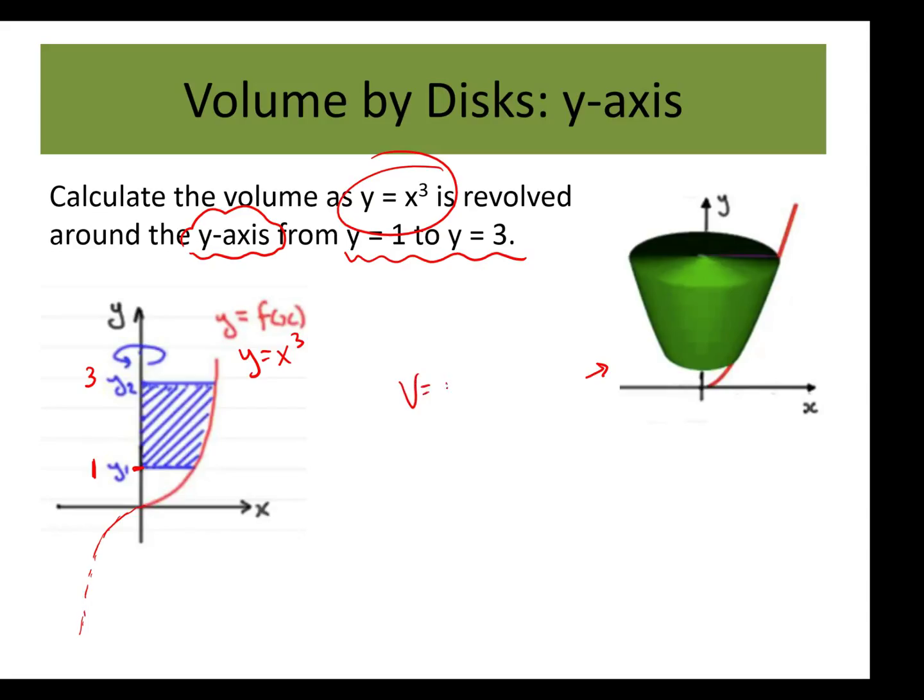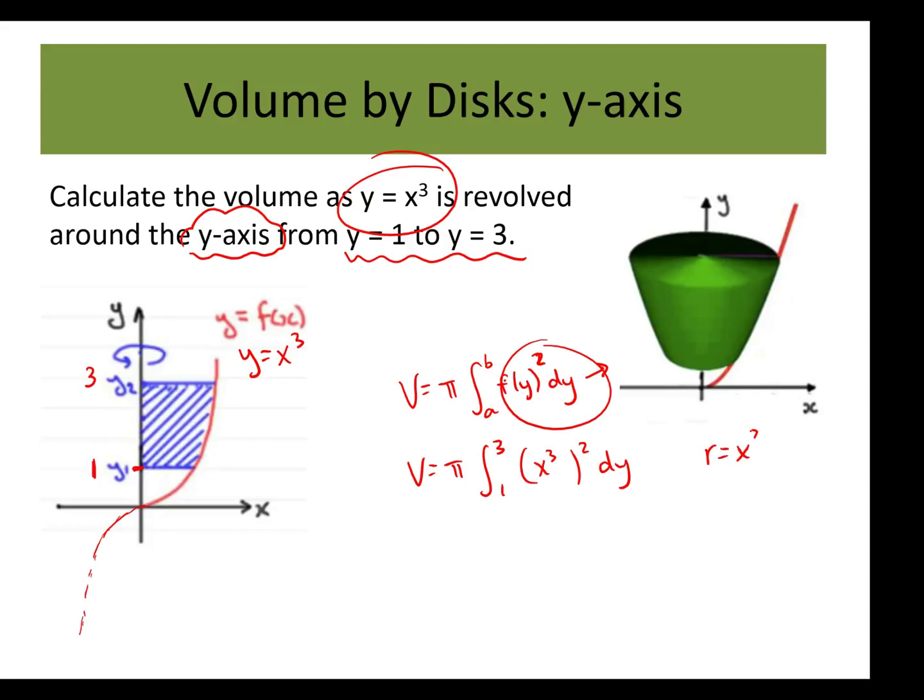So again, we've got volume equals pi from some bound a to b, and then we have, in this case, f of y dy, because we're talking about the y-axis, and sorry, that should be squared there. So, okay, we've got our pi. We've got our bounds from 1 to 3. We've got something squared and then dy. Now, do we put x to the third squared?